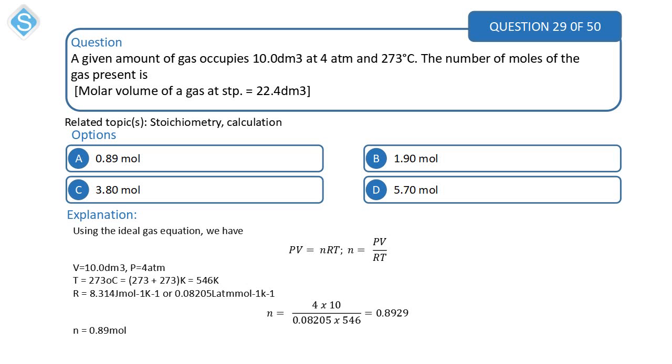Now it is the number of moles that I want to find. They said the number of moles of the gas present is, so that's what we have to find. To make the number of moles the subject, we divide both sides by RT. So I'm going to have n equal to PV over RT. We then substitute what we have from the question: pressure 4 times the volume, which is 10, over the molar gas constant times the temperature. When you multiply, this is 40 divided by what you get here, and you'll be getting 0.8929, which is approximately 0.89 mole.